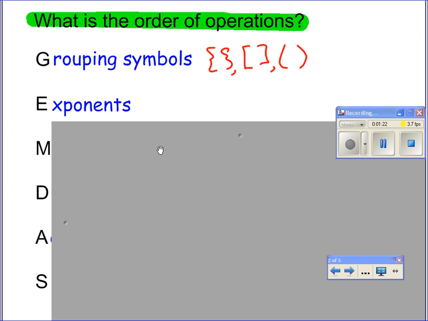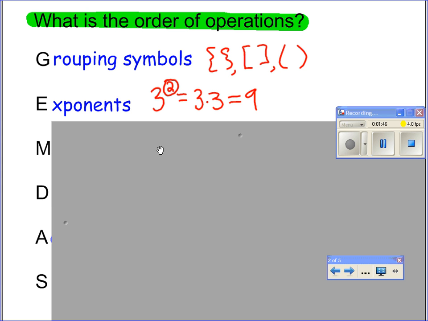So the second thing that you want to do is simplify the exponents. For example, if we had 3 squared, we know that we're going to write the base twice because 2 is our exponent. So we would simplify this as 3 times 3, which is 9. So grouping symbols first, and then exponents.